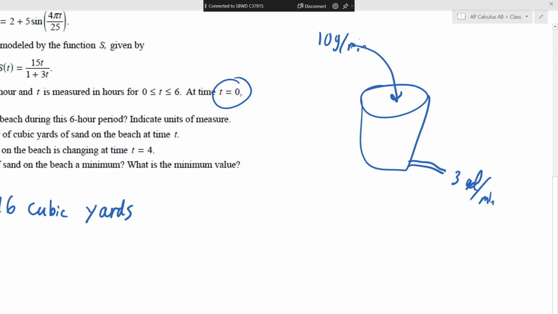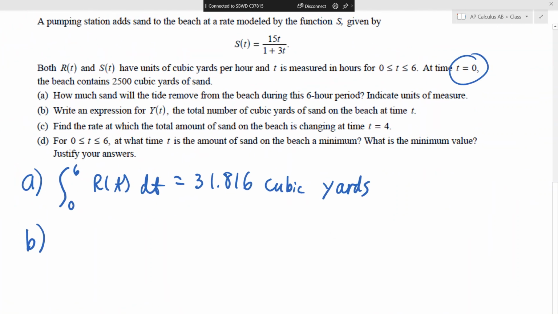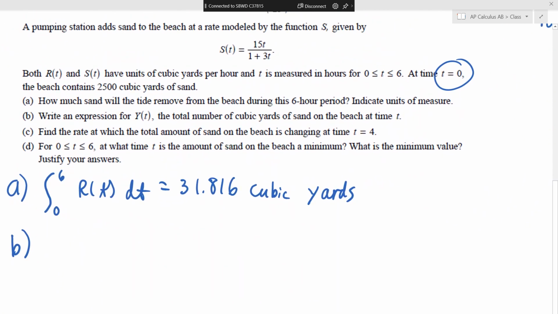What's the total rate of change of volume in that bucket? 7 gallons a minute. Positive, right? Okay. So B says write an expression for y of t, which is the total number of cubic yards of sand on the beach. Now, even if they did not ask me to do this, we would still have to do this part to answer the other questions, all right? We need an amount function.